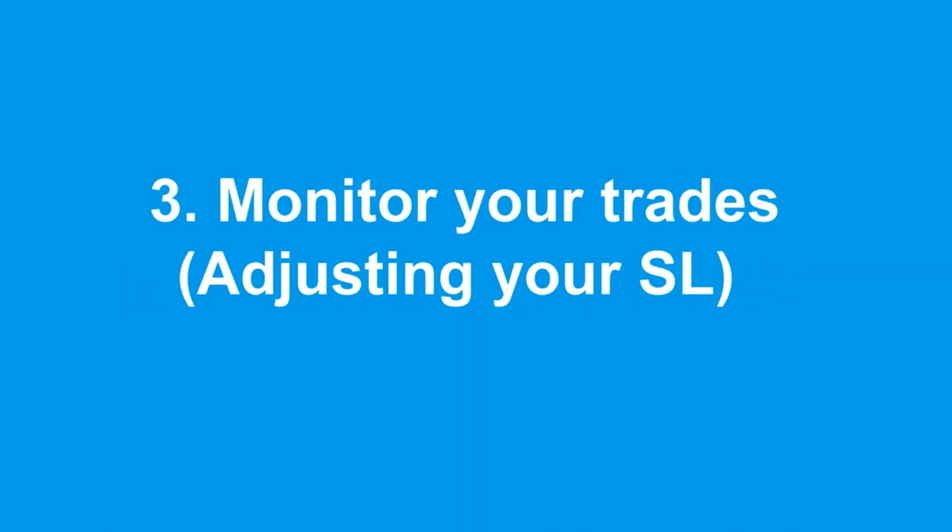Monitor your trades. By this I mean when your trade gets to a certain level, you need to adjust your stop loss. For instance, once your trade gets to one times risk in floating profit, it is very important for a small account that you move your stop loss from a loss into break even. So in case price does decide to do a U-turn and hit your stop loss, you've lost nothing.